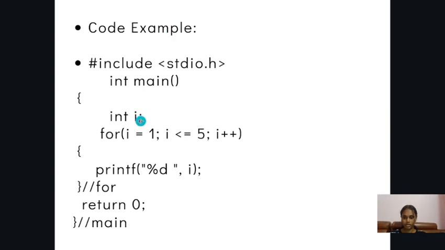we initialize a value and give a condition, and then increment or decrement is done. Example program: i = 1; i <= 5; i++, that means increment. If this condition is true, the increment goes on, the i value keeps increasing until the condition becomes false. Then if the condition is true, printf %d i is printed.